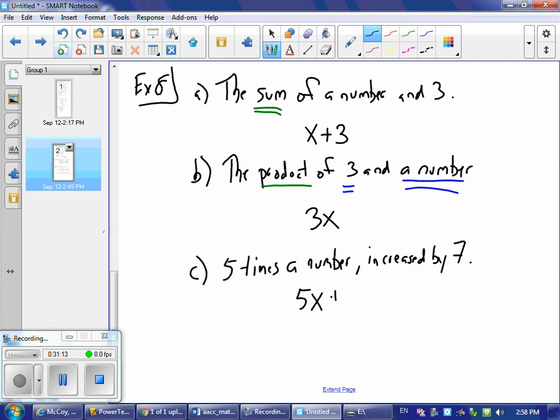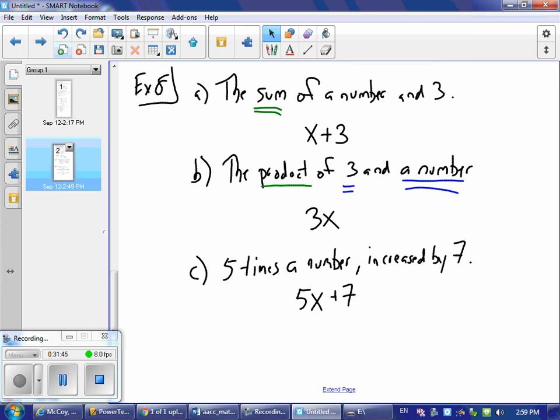So plus 7. The reason I bring up the comma is because if the comma wasn't there, it would be read the same way, 5 times a number increased by 7. However, that would mean that 5 is going to get multiplied by parentheses x plus 7. And that's going to give you a completely different result because now you're talking about a distributive property. So the comma, or punctuation, is actually going to be important when it comes to these types of problems.